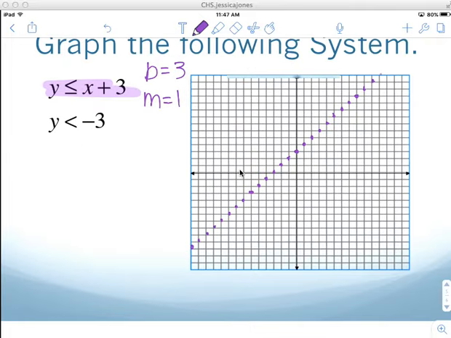This one has an inequality sign of less than or equal to. So we are going to have a solid line, and we are going to shade below for less than.